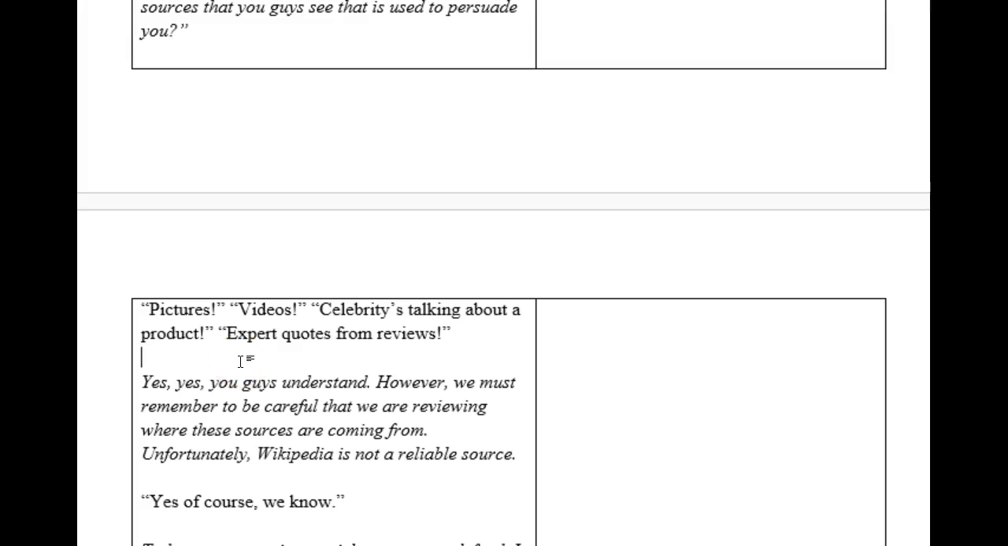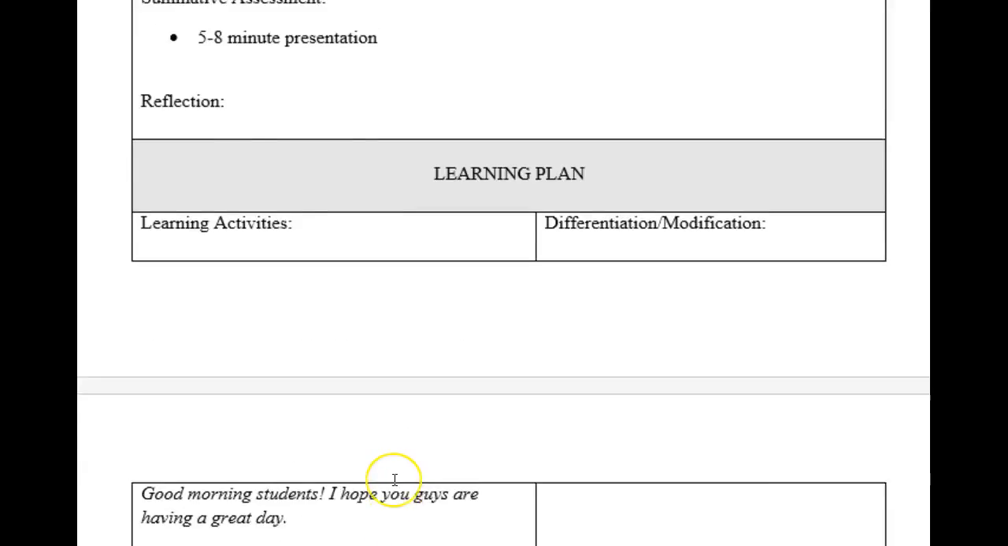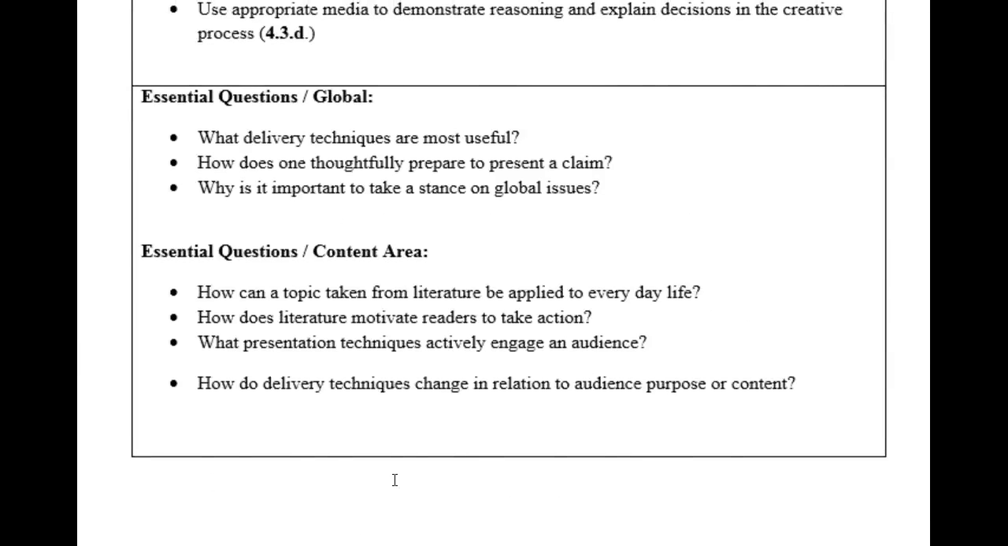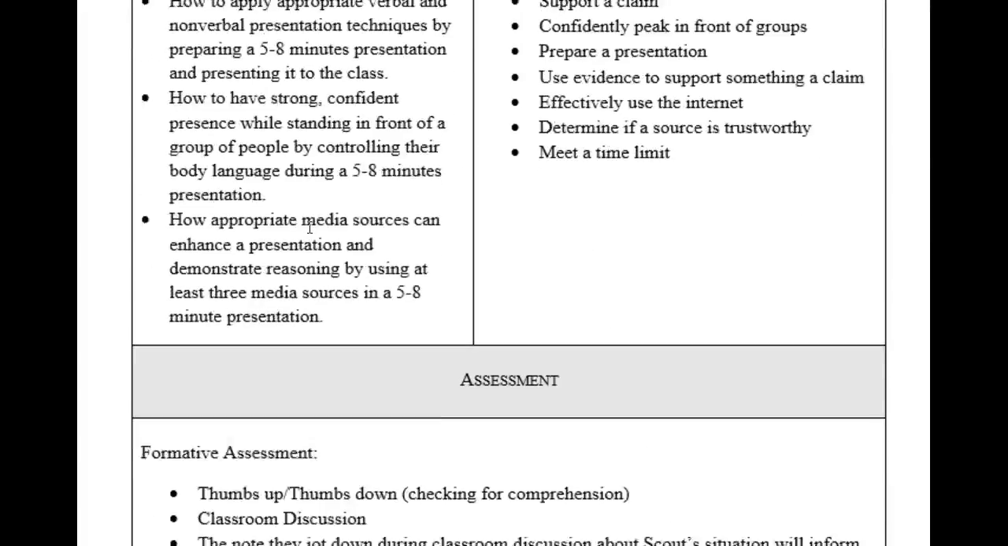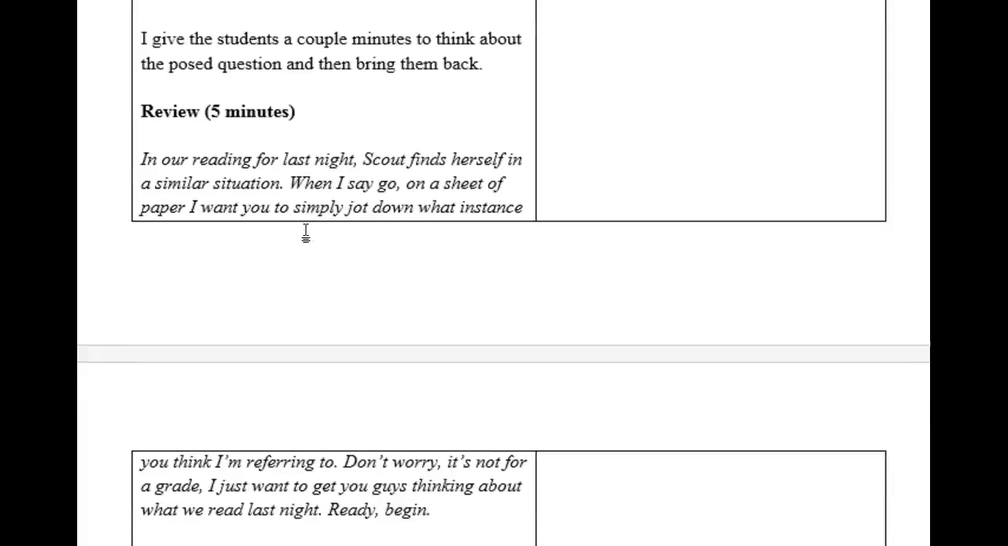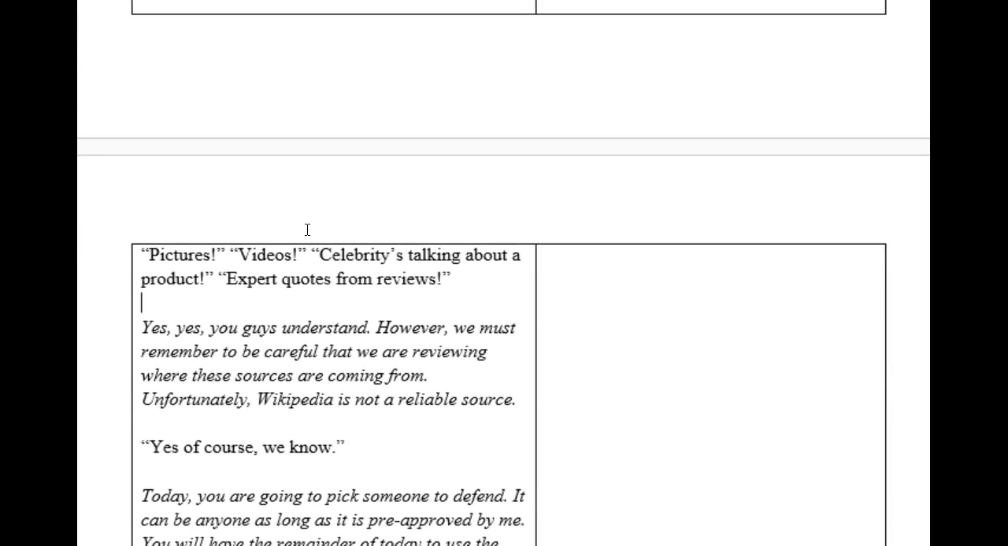We want our students, well, bear with me while I scroll really quick, but all the way back up to your evidence outcome, okay? We want our students to use appropriate media to demonstrate reasoning and explain decisions. That's very different than saying use media to explain decisions. We want appropriate media. In other words, there's a criteria. Some media is acceptable, some media is not. Some media is appropriate, some media is not. That's what your direct instruction needs to be.